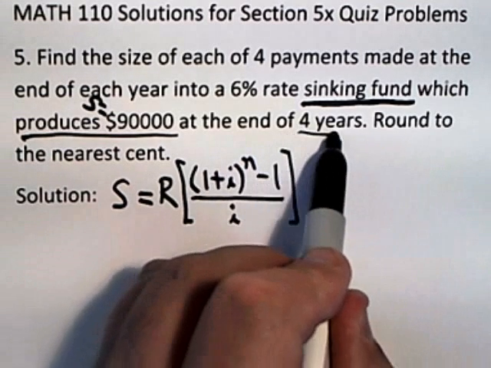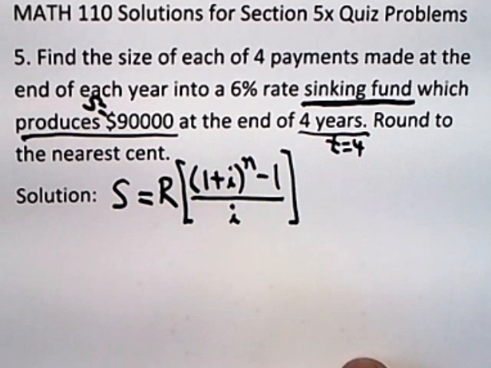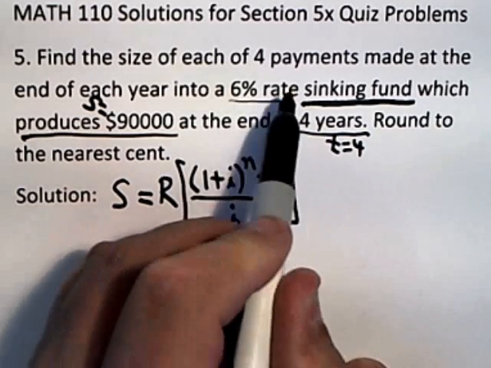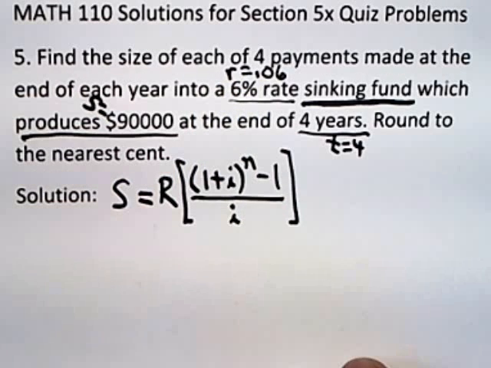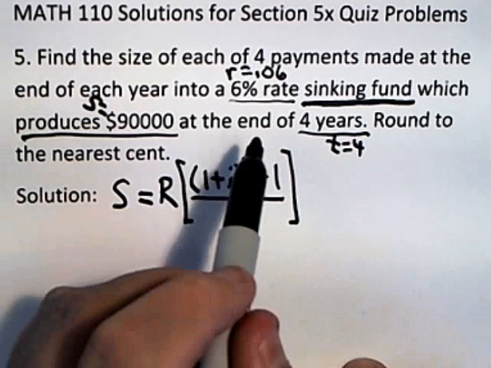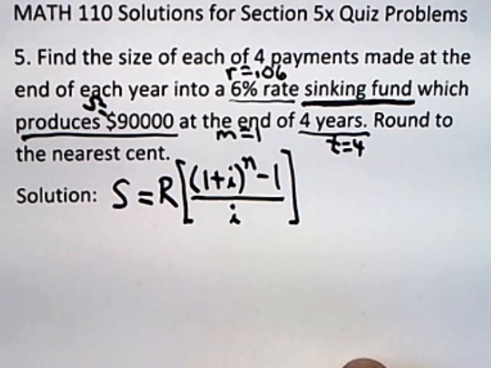At the end of 4 years, so they're telling us that little t is 4. They're telling us that the interest rate is 6%, so little r is 0.06. It's done at the end of each year, so that means it's compounded once a year. So they're telling us that m is 1 because they're doing it only once a year.